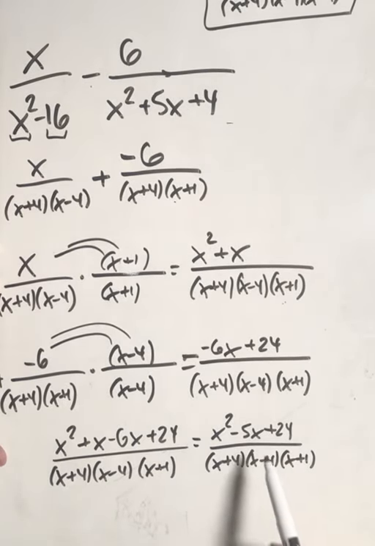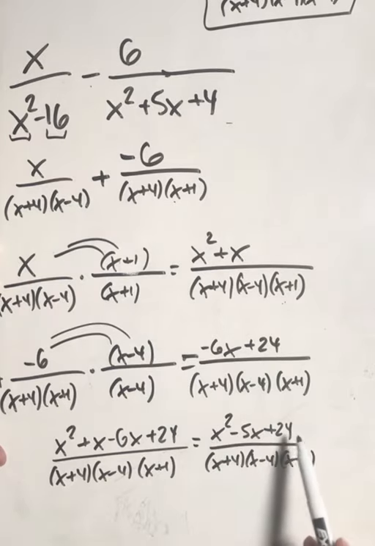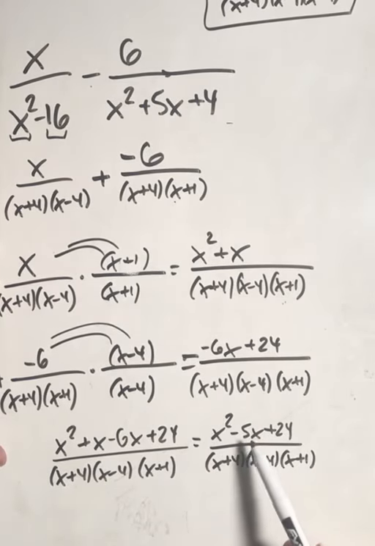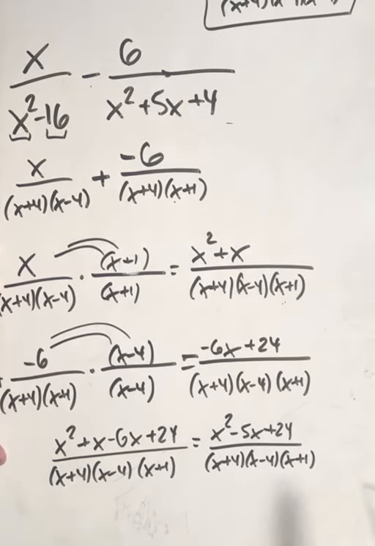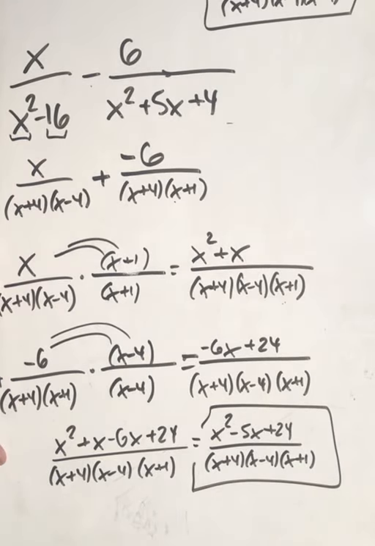So now I'm looking to see, can I factor what's up here? So two numbers that multiply to 24 and add to negative 5. I don't have any of those. They can't find any that work, so now I know that this is the simplified solution.